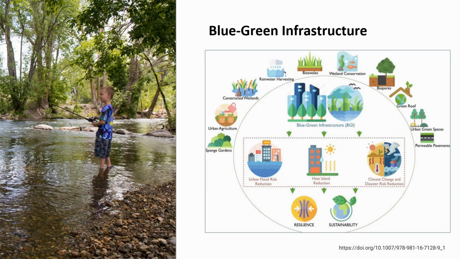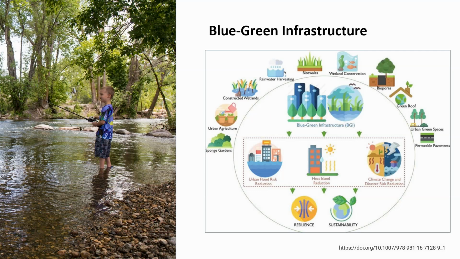So blue-green infrastructure is a relatively new idea. We've talked about green infrastructure a lot, but blue-green infrastructure takes into account the water aspect of it. So you can see how the vegetation and the water work together. It's not just keeping the pollutants out of the storm water through green infrastructure, it's the riparian areas that provide a natural buffer to water bodies. So we're thinking in terms of resilience, sustainability, reducing urban flood risk and temperatures overall in the urban environment, and then mediating for climate change and disaster risk reduction.